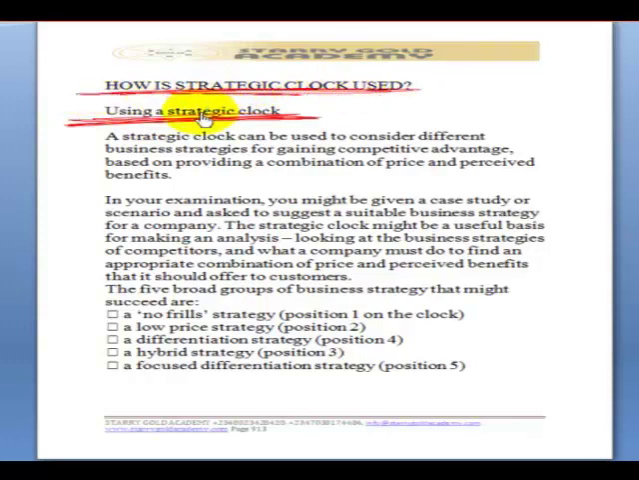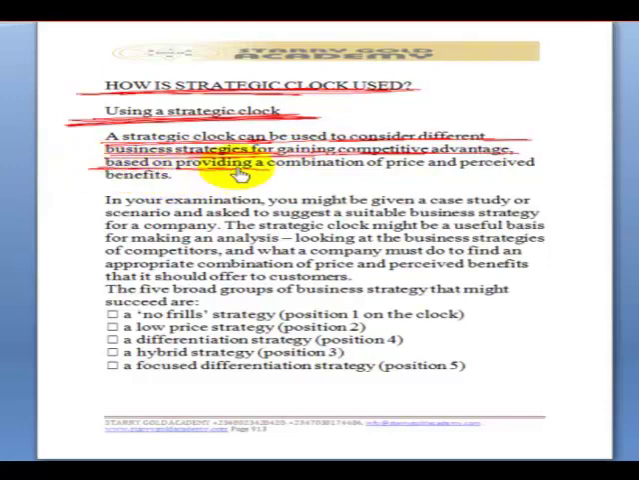How is the strategic clock used? We have been told that the strategic clock is one of the ways of looking at various business strategies that are often developed and adopted by a particular business organization with a view to achieving or providing competitive advantage. So a strategic clock can be used for the purpose of considering different business strategies in order to gain competitive advantage for a particular firm.